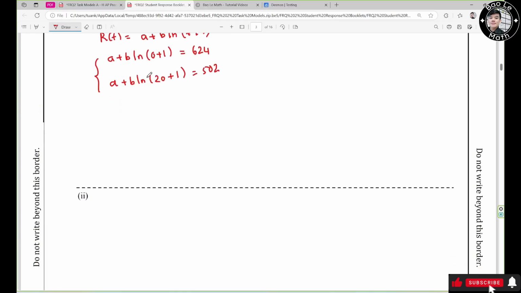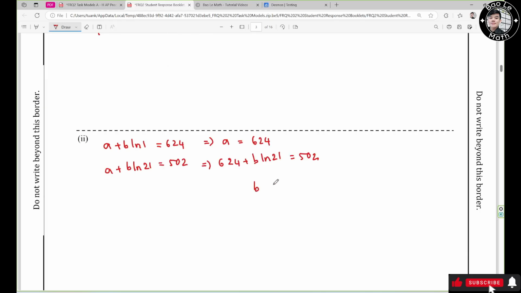Now move on to A 2I. We need to solve for A and B, right? So from the first equation right here, it's going to be A plus B natural log of 1, right? Because 0 plus 1 equals 1, right? Equals 6:24, right? Second equation, A plus B natural log of 21 equals 5:02, right? Now from the first equation, I know that natural log of 1 equals 0, right? So I can conclude A equals 6:24, right? I substitute 6:24 for A into the second equation. So I have 6:24 plus B natural log of 21 equals 5:02, right?